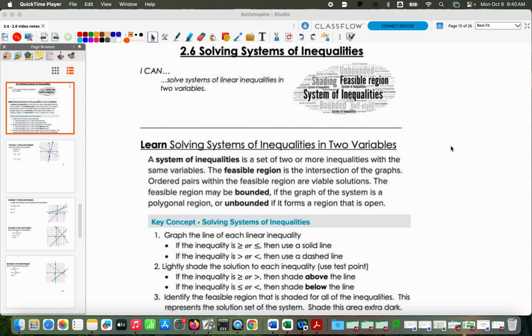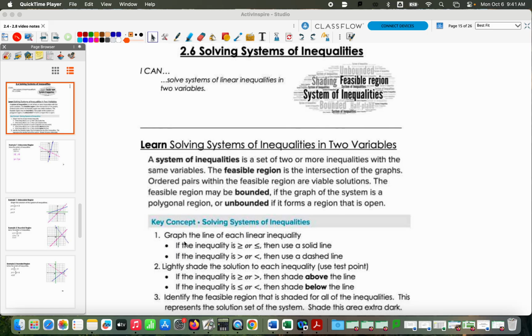For section 2.6, we're going to solve systems of inequalities. So you pretty much have to graph these because there's a whole region that would be your answer set. Here are the steps we're going to go through, but basically you're going to be looking for this feasible region, which is the intersection of all the graphs and the overlapping shaded areas.